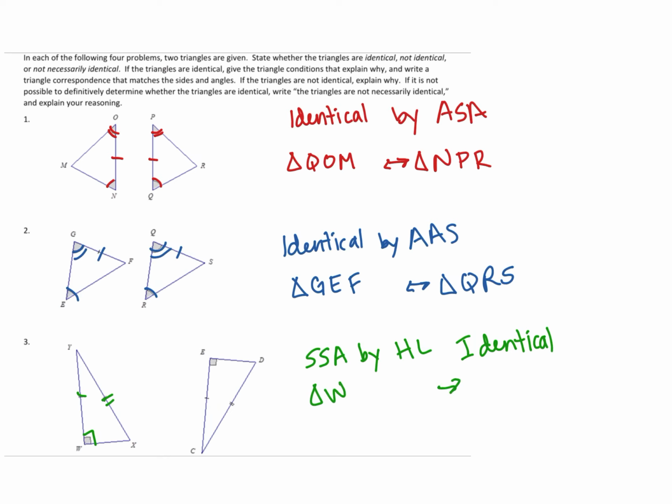W, that right angle, matches up with E, the right angle in the second triangle. Y matches up with C, and X matches up with D.